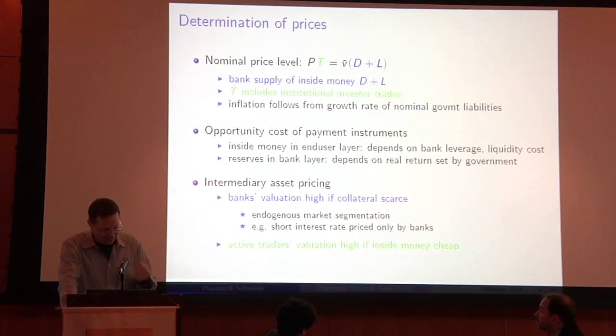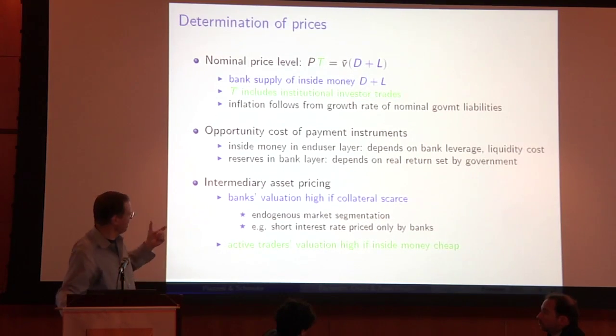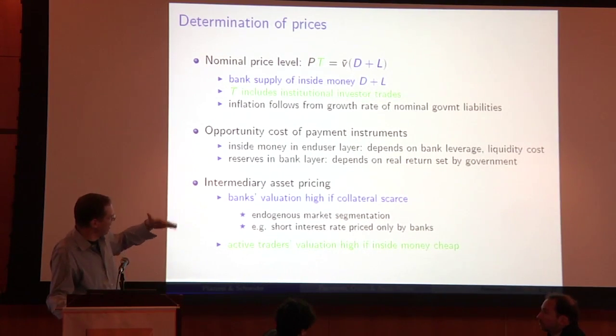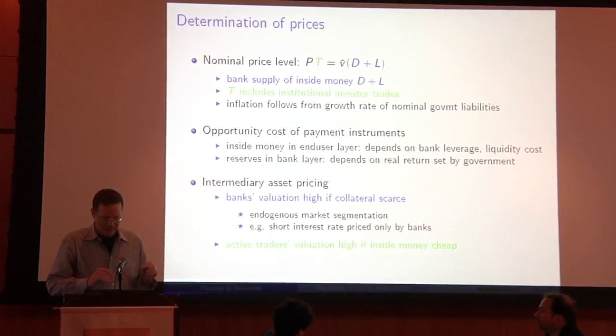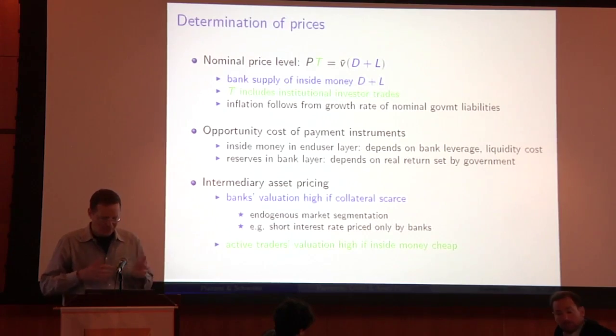And then the second effect is that these active traders who use the cash as part of their investment strategy respond to changes in the cost of inside money. And so these active traders' valuation is going to be higher if the inside money is relatively cheap. So that's another effect on prices that comes from the money demand side that's different. So that's the basic structure. Now what I want to do in the remaining time is walk you through a couple of pictures to show you that this is a useful tool to think about a bunch of different things.